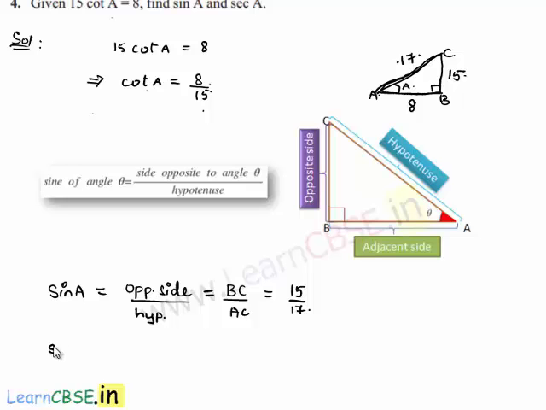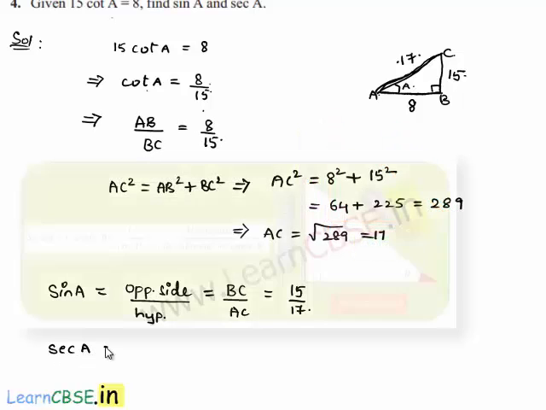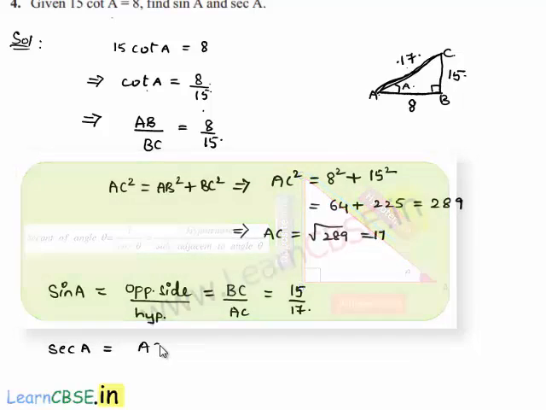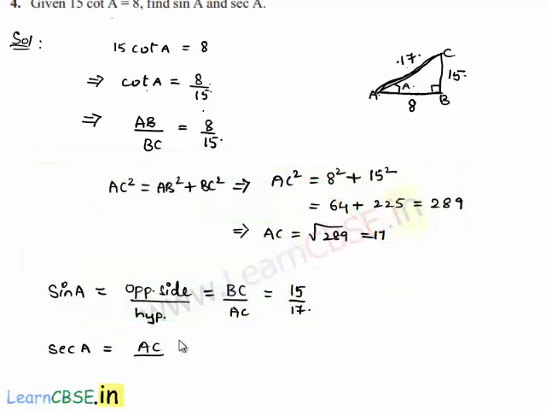And in the second part he asked us to find secant A. We know that secant of an angle is equal to its hypotenuse by the adjacent side. So here the hypotenuse is AC, by the adjacent side here, AB for angle A, which is equal to AC is 17 and AB we got it as 8. Therefore secant A is equal to 17 by 8.